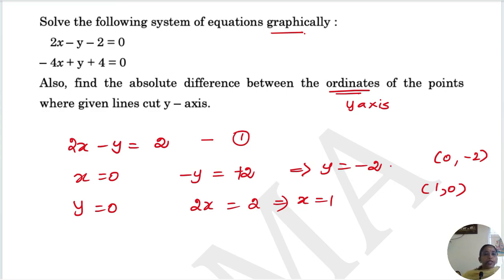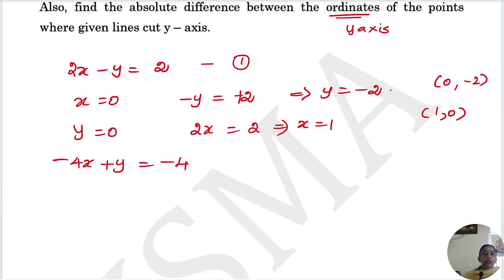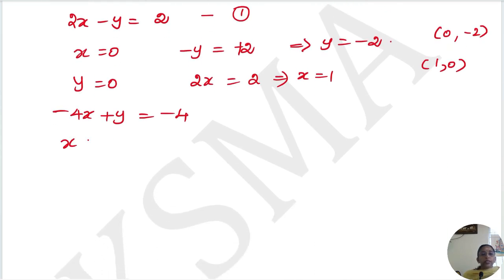Coming to the second equation, this is minus 4x plus y is equal to minus 4. Again, do the same procedure. Keep x equal to 0. So y is equal to minus 4.